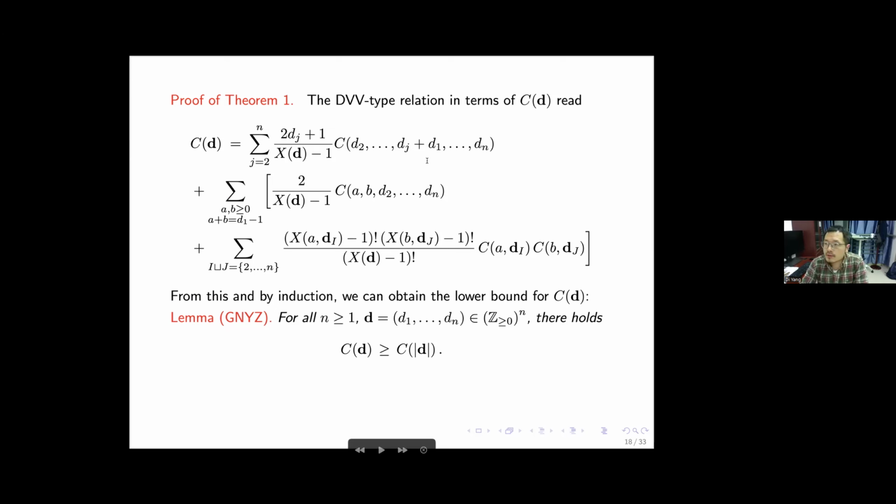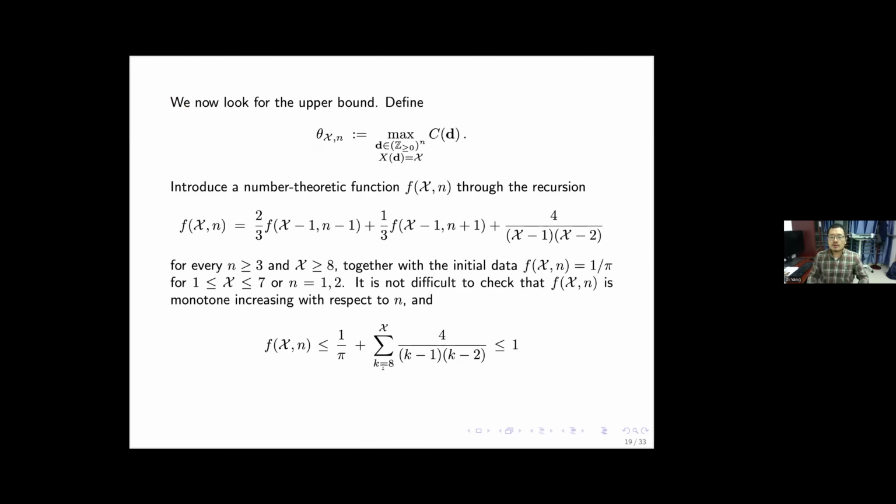In the big direction, we will use a DVV type relation. The DVV type relation, written in terms of these renormalized BGW numbers, is given of this form. There is some linear term and also some quadratic term. From this and also by induction, to get the lower bound is not difficult. So first we can prove the lower bound by induction. The difficulty is to get the upper bound.